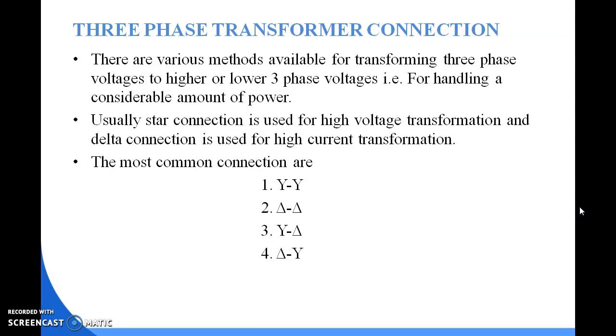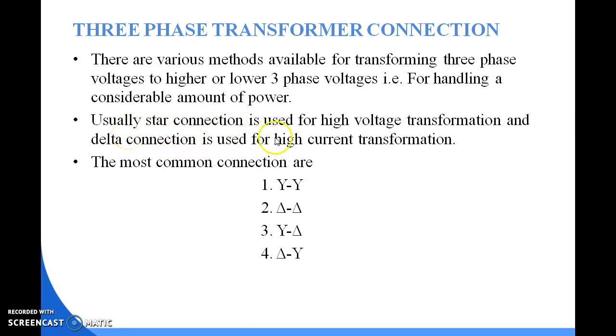We are going with chapter 7, that is 3-phase transformer. Today we will discuss 3-phase transformer connections. There are various methods available for transforming 3-phase voltage to higher or lower 3-phase voltage, that is for handling a considerable amount of power, and for this purpose only we are going for using 3-phase transformers.